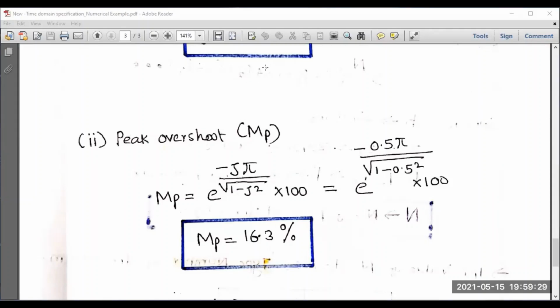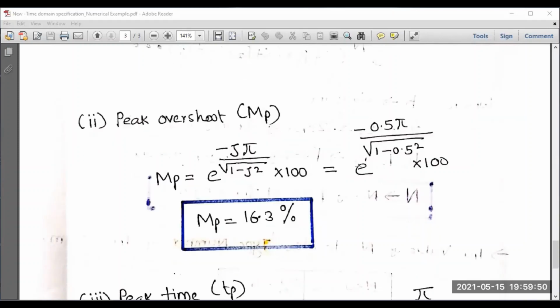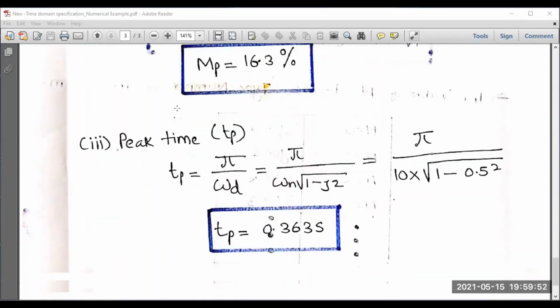Now I can calculate peak overshoot. Okay, peak overshoot, the formula is e to the power minus zeta pi by square root of 1 minus zeta square, into 100%. Better expressed in terms of percentage. I know the value of zeta. Just substitute over here, do the calculator operation. Finally, I'll be getting 16.3%. This is your peak overshoot. Okay, so that value also I have got. The derivation, if you want, you can click on the I button.